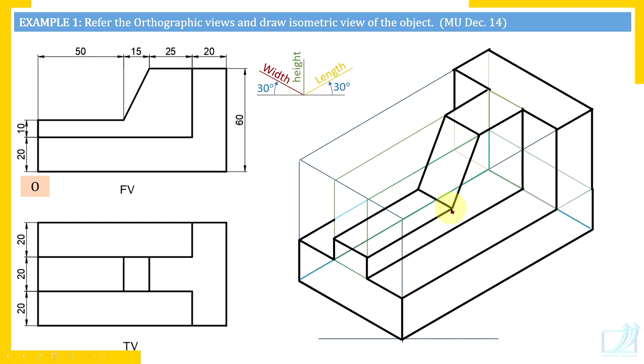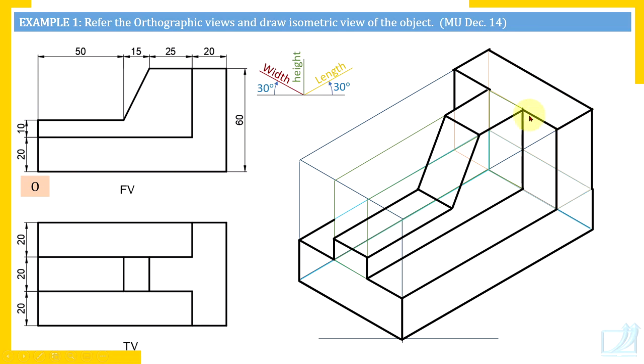Check here. From corner there should be third edge. So this is that edge. From this corner there is third edge. This is that edge. These edges are parallel to width axis. One more thing. Check here. From this corner there is third edge. This is edge parallel to length, this is edge parallel to width and parallel to height, this edge. Now this edge is on the front side, that's why it's visible.